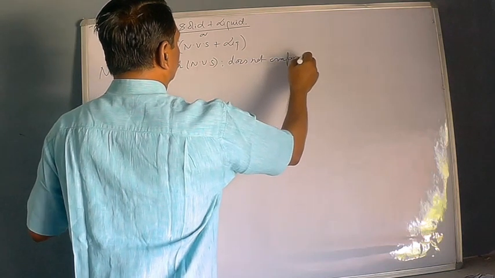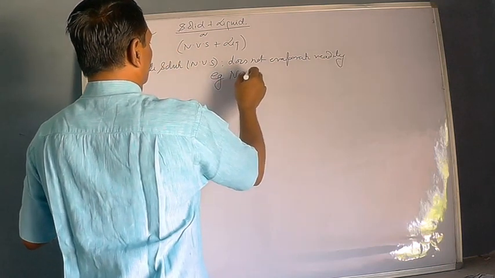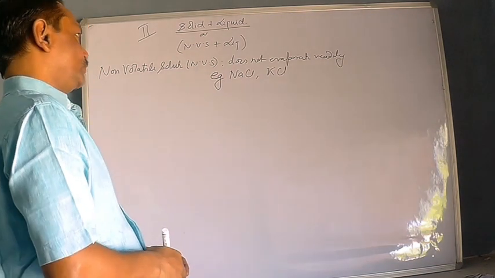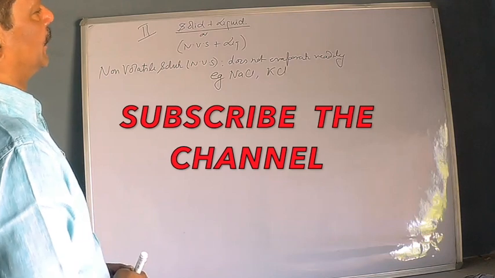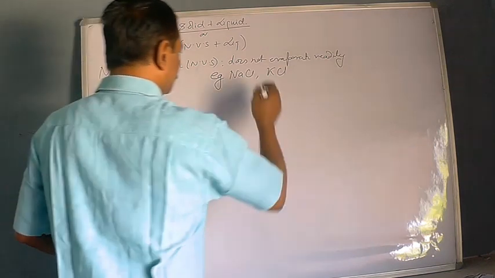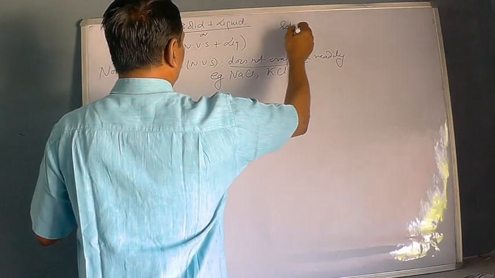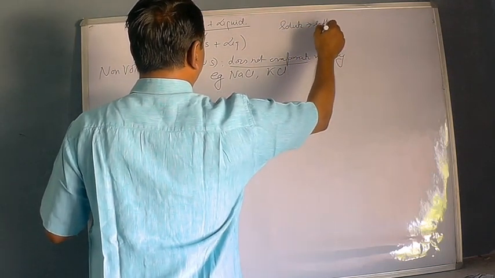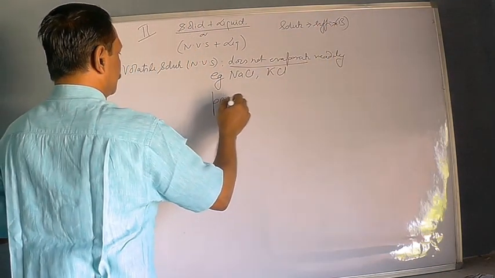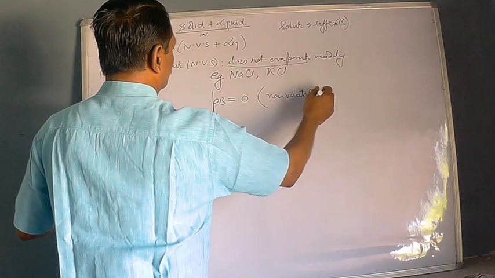evaporate readily. Example, let us take sodium chloride, potassium chloride. They are all ionic bonded solutes and they never vaporize. So, what are non-volatile solutes? Those which do not evaporate readily at any given temperature. Example, NaCl and KCl. Since they do not evaporate, therefore, we have taken solute as suffix B. So we can very well write the partial pressure of B will be 0 because it is a non-volatile solute.